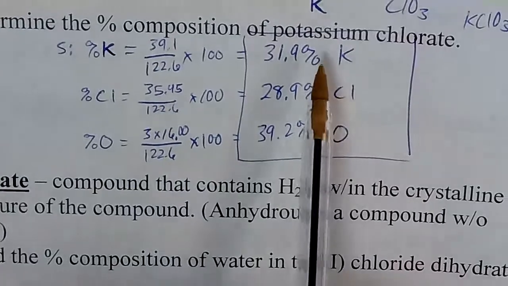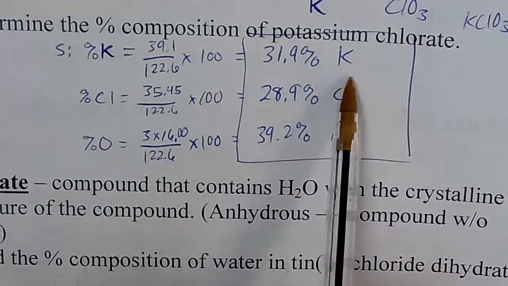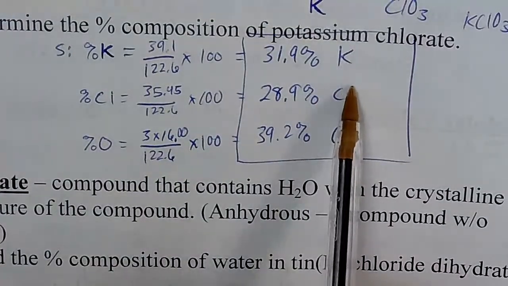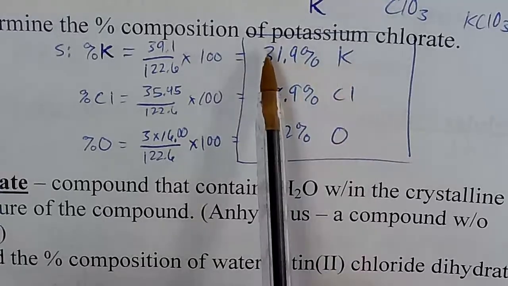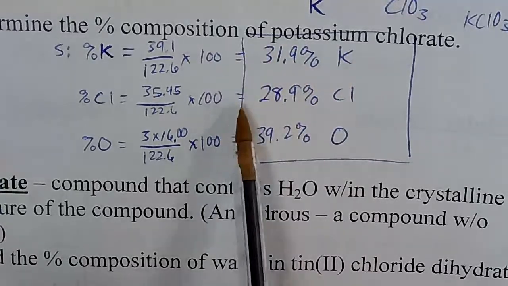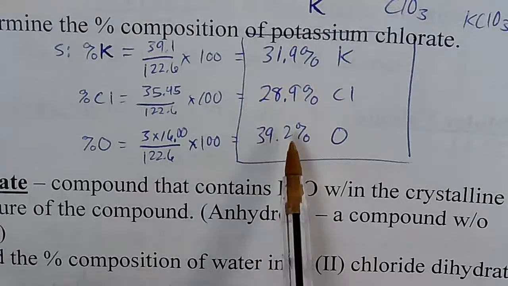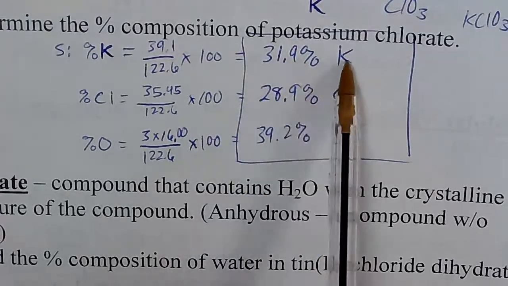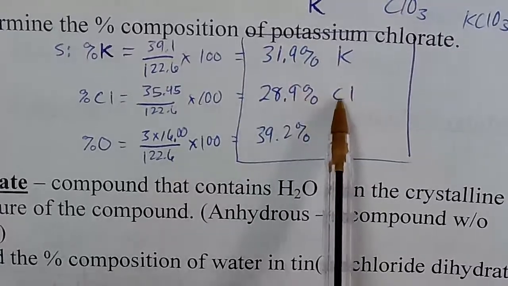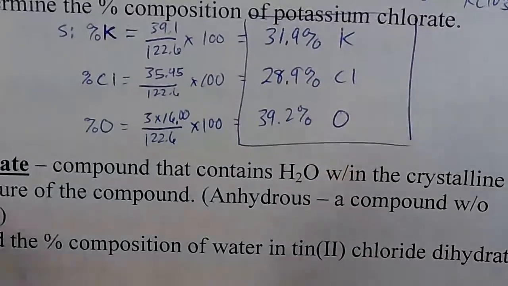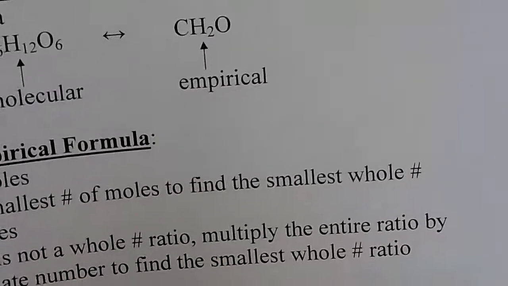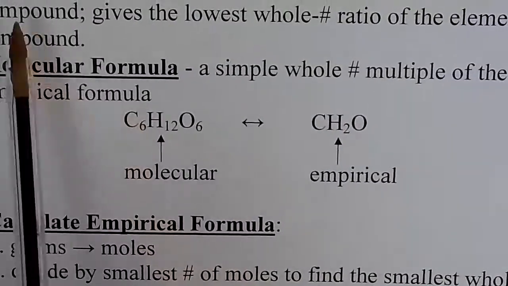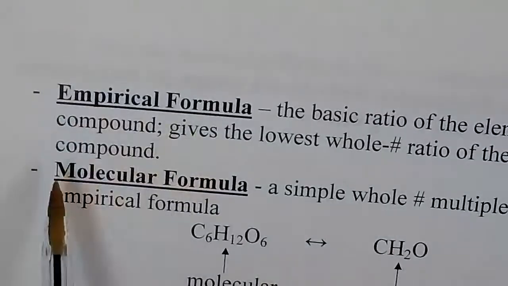So this would be the result that you would expect from an elemental analysis. If you take a compound and break it down into the elements that it formed from, you might get something like this that tells you the compound contains this percentage of potassium, this percentage of chlorine, this percentage of oxygen. We're going to be able to use that in reverse to figure out the formula when we do the empirical formula stuff later.